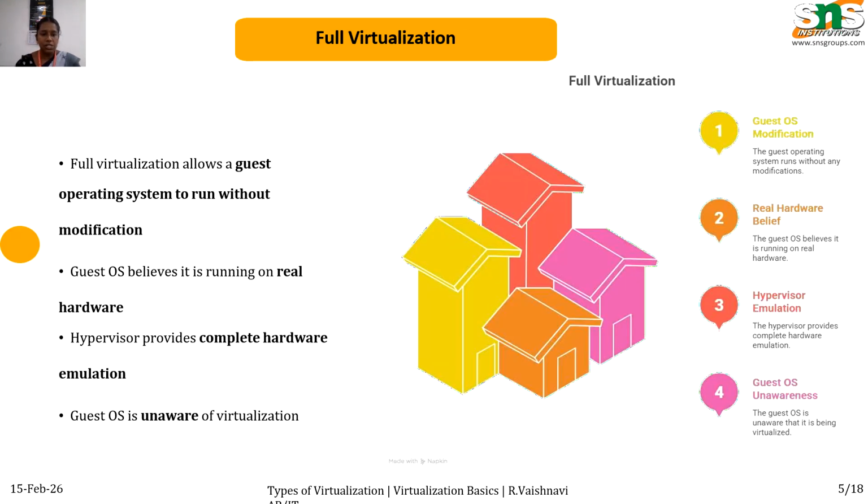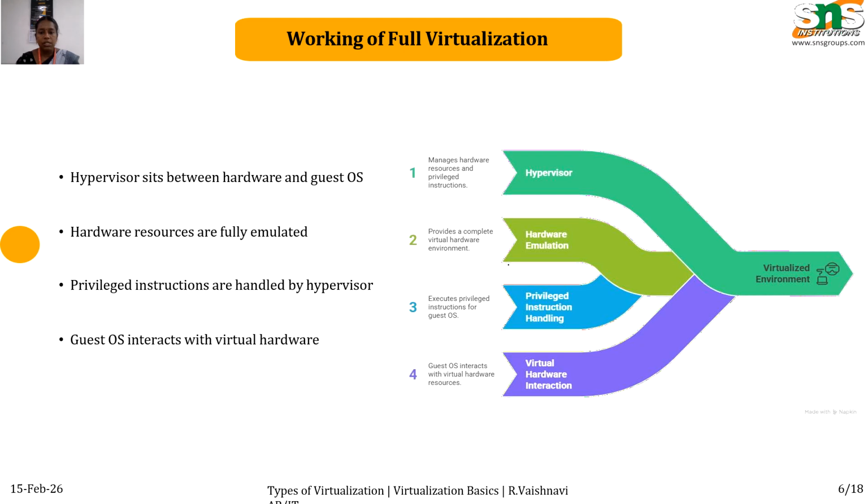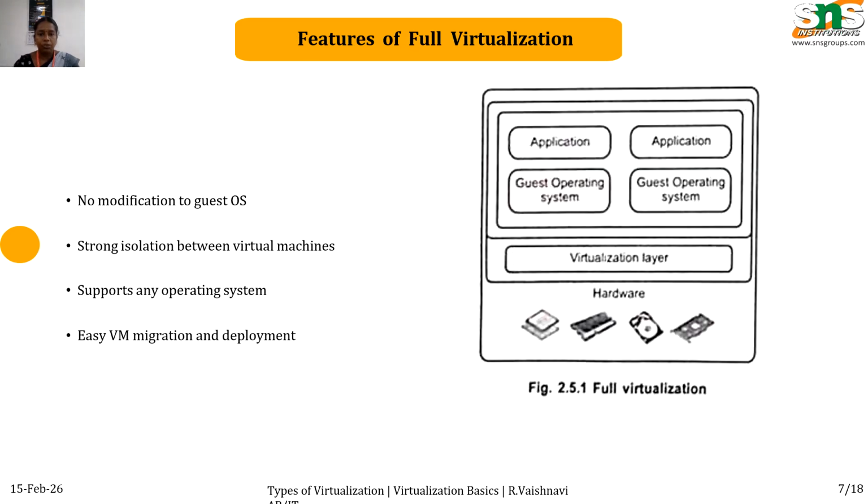So full virtualization allows the guest operating systems to run without modifications. The guest OS believes it is running on the real hardware. The hypervisor provides complete hardware emulation. The guest OS is unaware of the virtualization. Working of the virtualization: the hypervisor sits between the hardware and the guest OS. Hardware resources are fully emulated. The privileged instructions are handled by the hypervisor. Guest OS interacts with the virtual hardware.